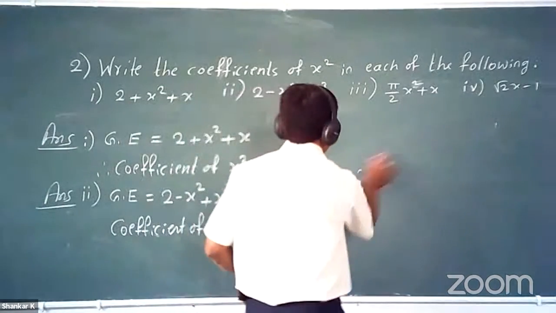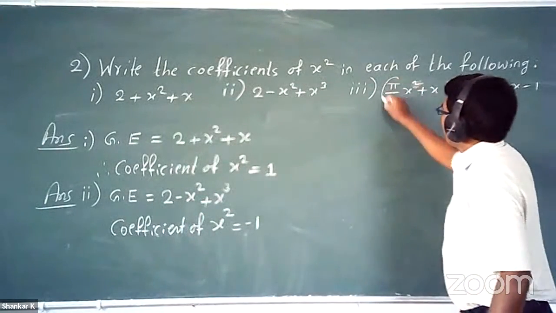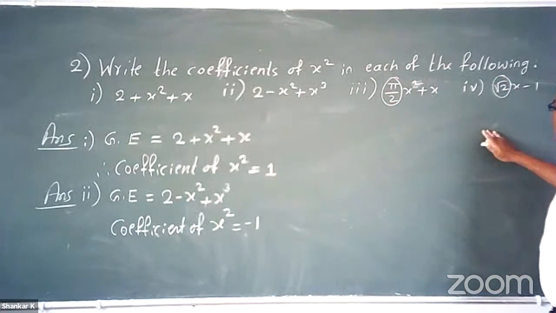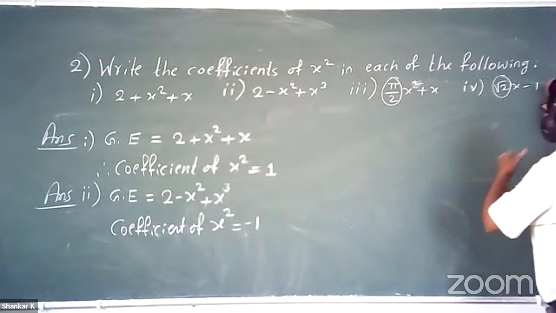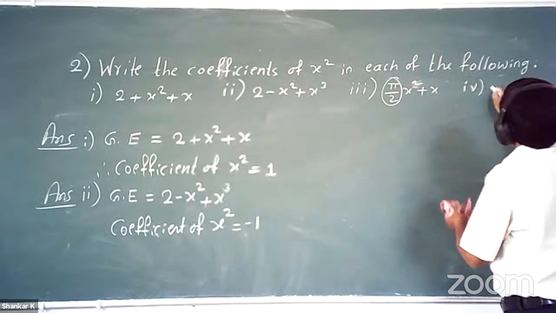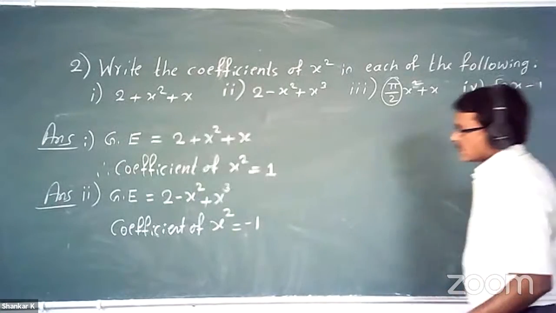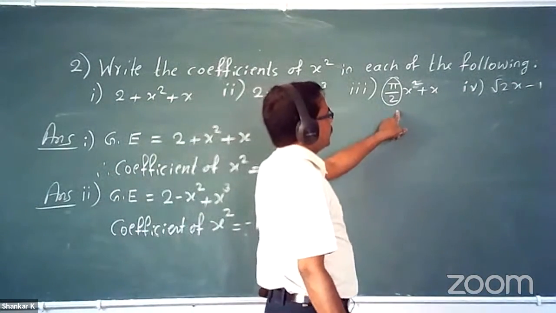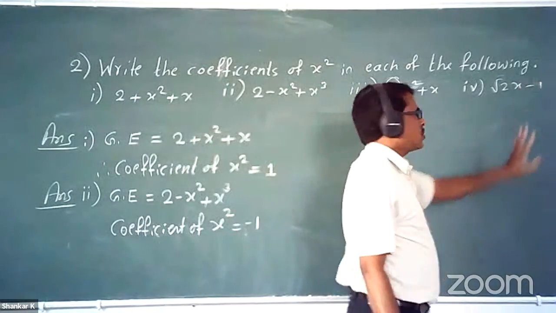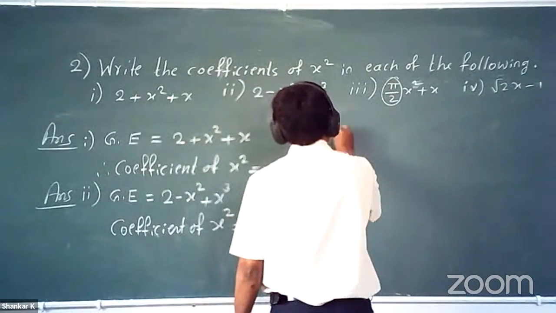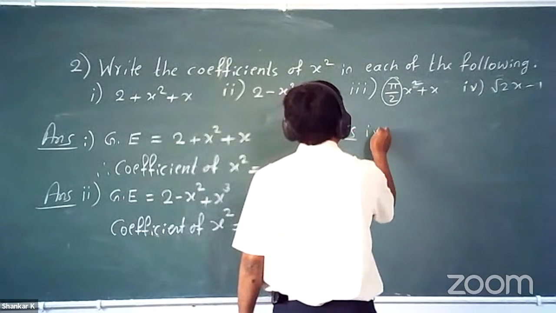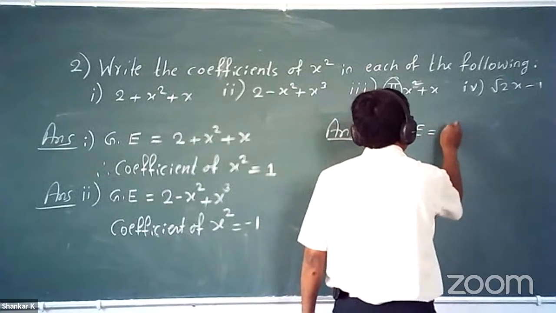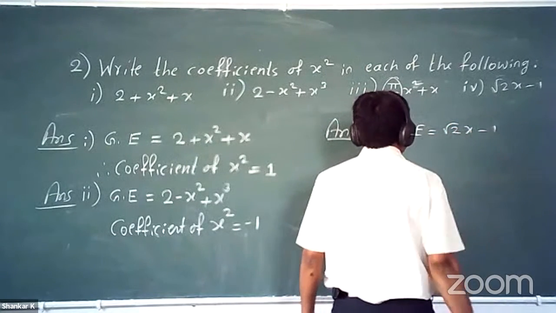Here what is the coefficient of x square? 5 by 2. What is coefficient of x? Square root of 2. Square root of 2, no, not 2. Square term is not there. Square root of 2x minus 1. So, here coefficient is 5 by 2. Here x square term itself is not there. So, I will write answer 4. Answer 3 you write. Given expression is square root of 2x minus 1.